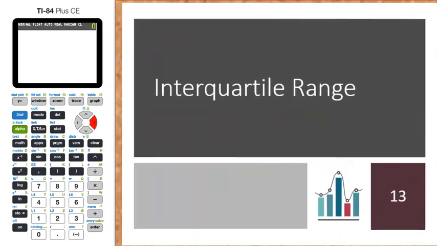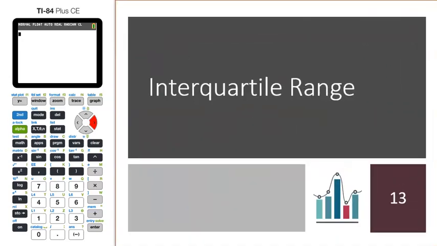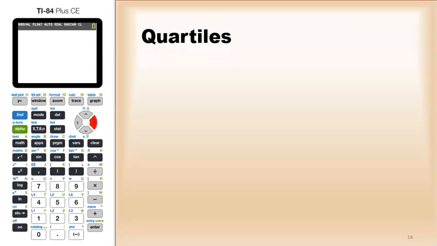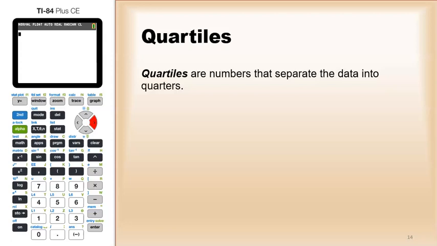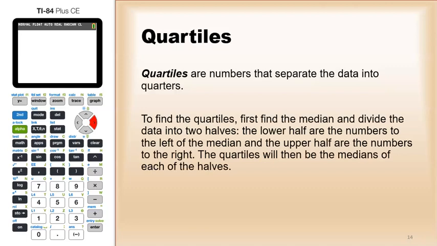All right, to talk about the interquartile range, we need to first talk about what a quartile is. So quartiles are numbers that separate the data into quarters, into fourths. To find the quartile, we first start off by finding the median.